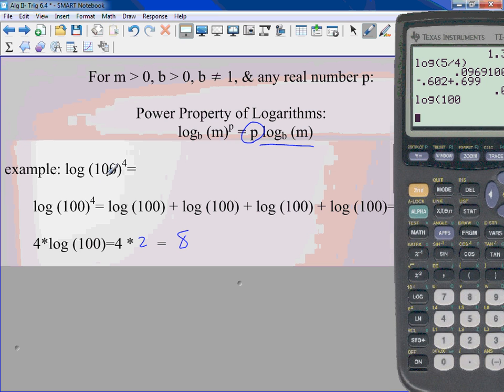Why are you able to add that p in front? Because this right here, log of 100 to the 4th, means I have 4 of these. 1, 2, 3, 4. Each one of these is 2. So basically, whatever the log on the exponent, you solve the log part of it and multiply by the exponent.